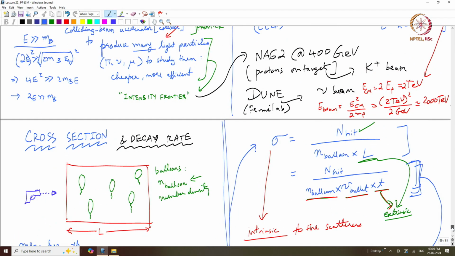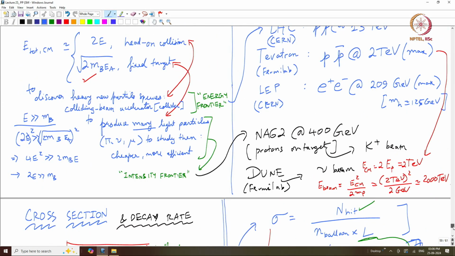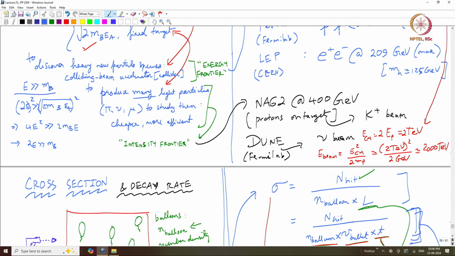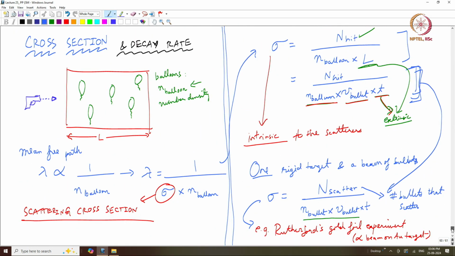And in the last class we wrapped up our discussion on fixed target versus head on collision configurations and we looked at some examples of this intensity frontier versus energy frontier. Using a real life example we worked out the virtues of using the head on collision configuration to produce new particles, right. And then we moved on to a very important concept in particle physics and all of physics, if you ask me, which is that of cross section.